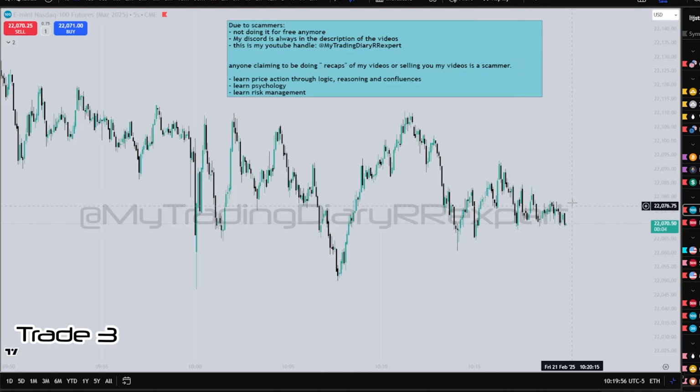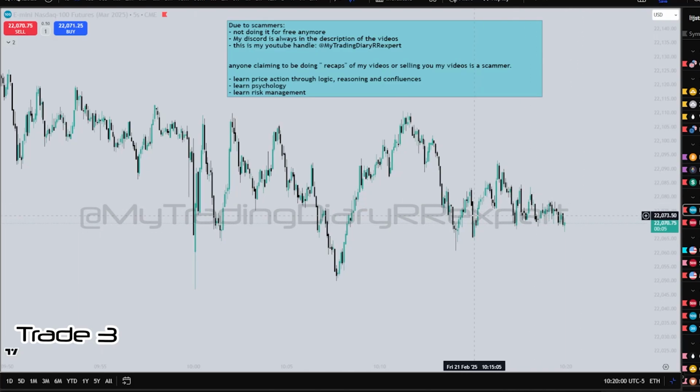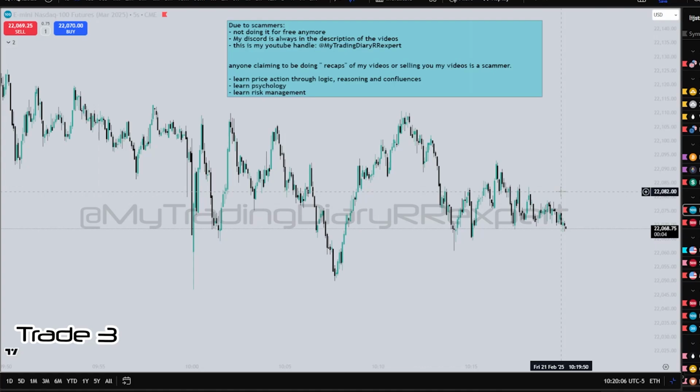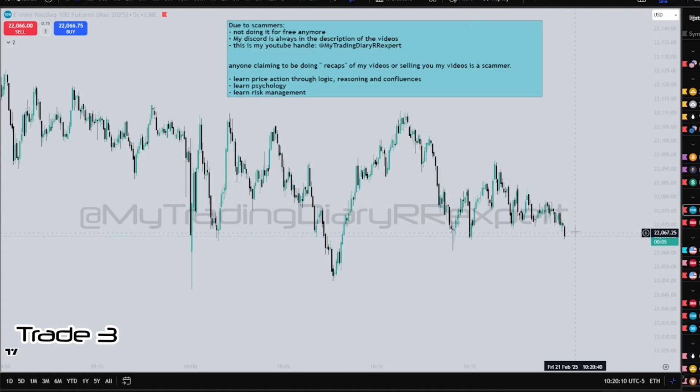Let's see if it does want to go up first and then down, and then we try to look for a short. But I'm not confident. I think the price does want to go down, but let me see if there's going to be a retracement, because I can enter here, but then I have to put my stop loss here. It's going to be a big stop loss. You can see the amount of volume, so we have to be careful.